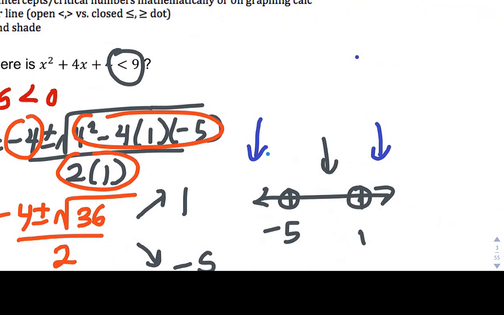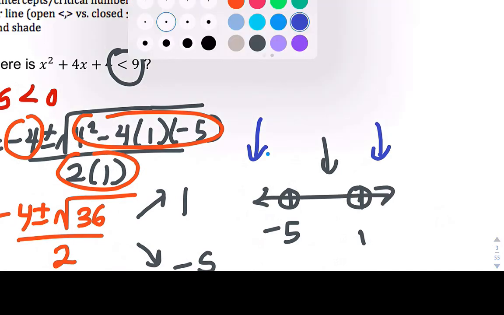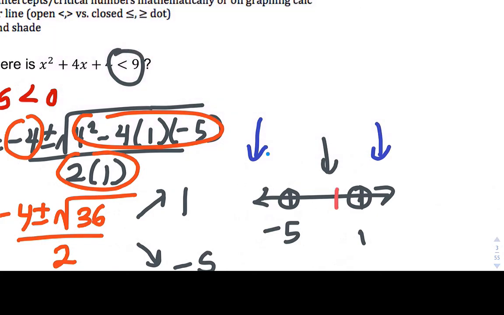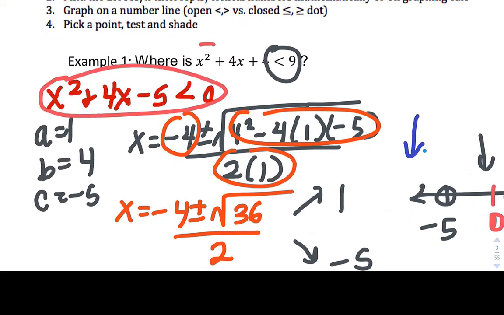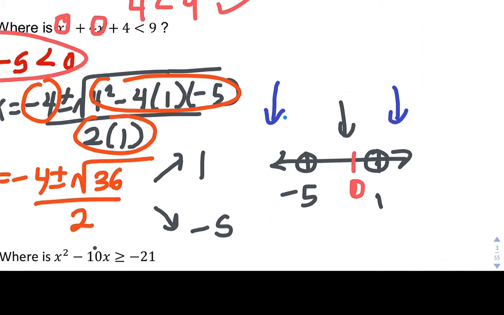Okay, so you're going to pick a point, test, and shade. I'm just going to pick 0 because that's an easy point to pick. And where is 0? 0 is between. Okay, so here's 0. Let's test that in either equation. So you can do this equation or the original. I'll just plug into the original equation a 0 for every x. So if we do that, this is 0, this is 0. So is 4 less than 9? And yes, that's true. So wherever the 0 was, we're going to color here.